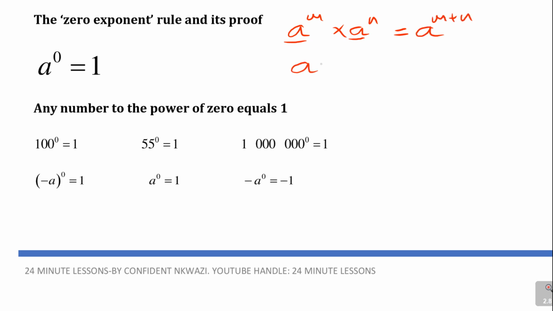But please, a to the power of m plus a to the power of n, there is no law for this. There is no law. Why? Because it's adding, and this law is only for what? For multiplication. So don't use that law.